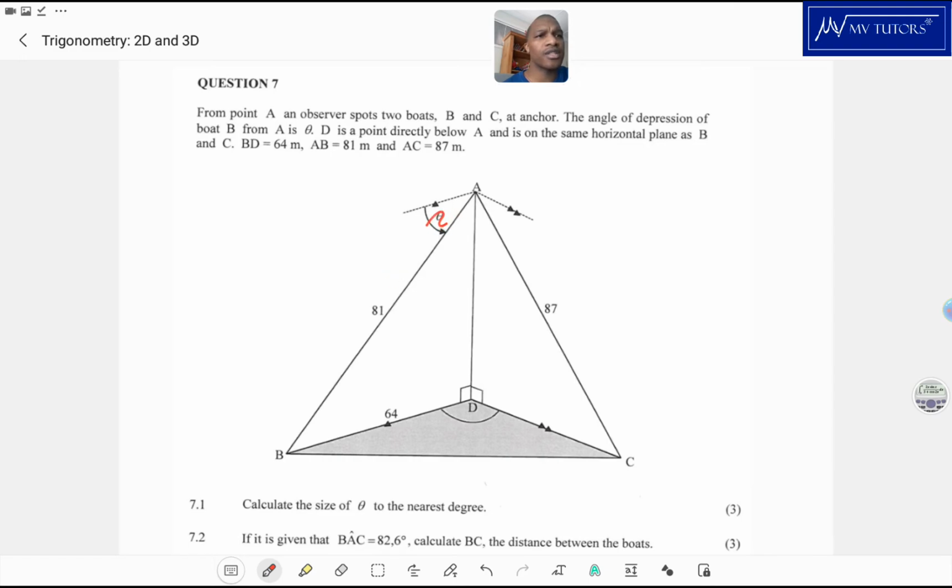Boat B from A is theta. So there's the theta, the angle of depression, it's going down. D is a point directly below A. So where's D? There it is, it's directly below, and is on the same horizontal plane as B and C. I can see D, all right. BD is 64 as shown. AB is 81, as shown there. AC is 87 as shown.